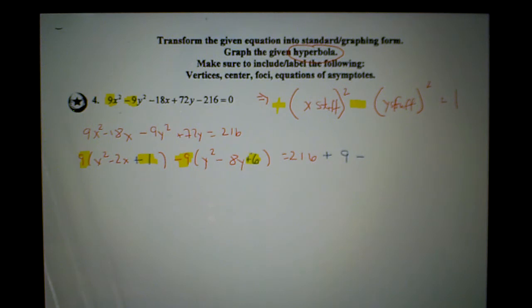Whoops, my bad. This is 16, is it not? Right, divide by 2, get 4, square, get 16. So now I have 9 times factor minus 9 times factor. What must I have on the right side for graphing form? See what you want, make it happen.